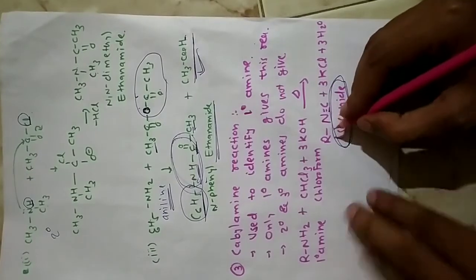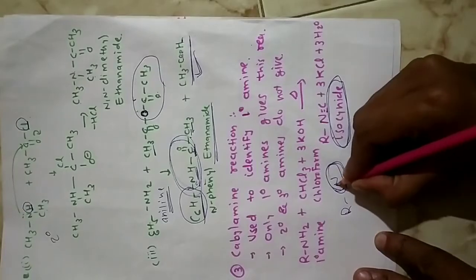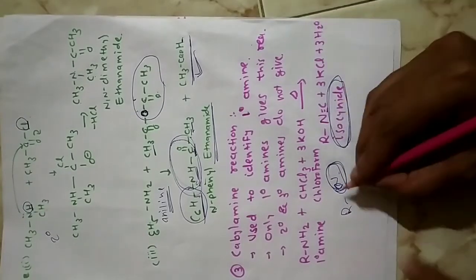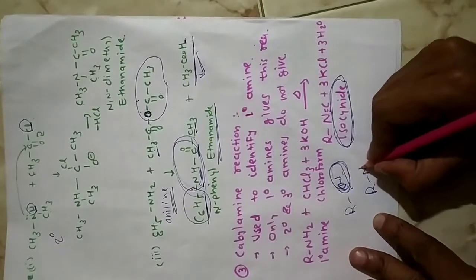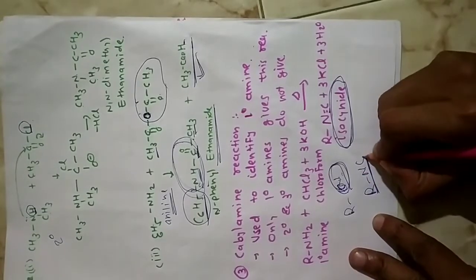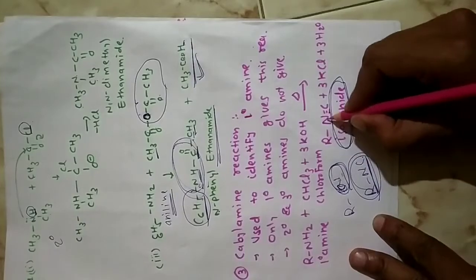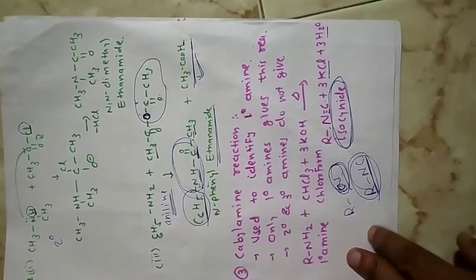What is isocyanide? RCN, that is our simple cyanide. If I reverse these two, nitrogen and carbon, R and C, that is our isocyanide. You can see as product we get isocyanide plus KCl plus H2O.